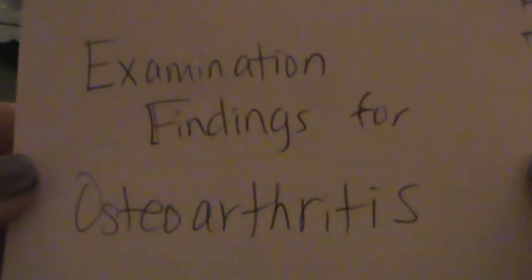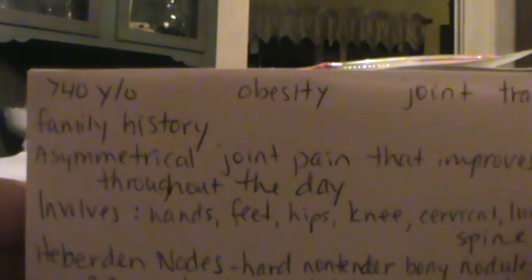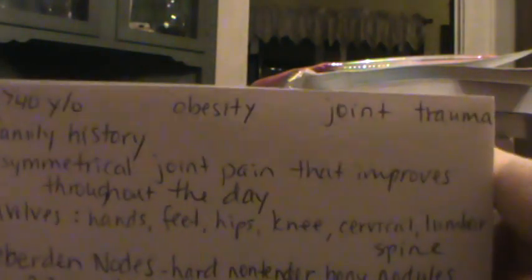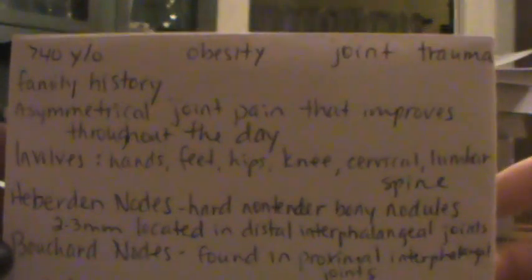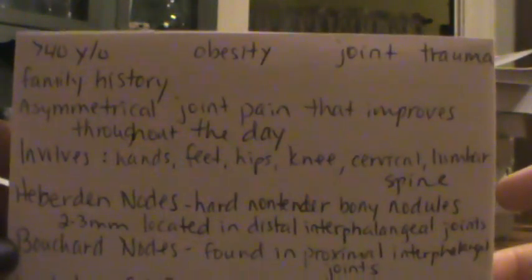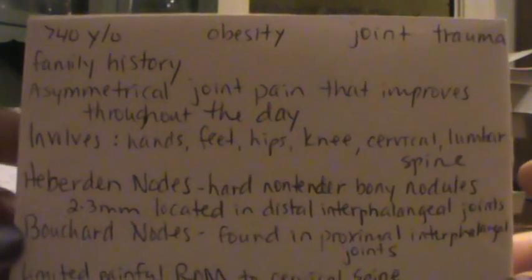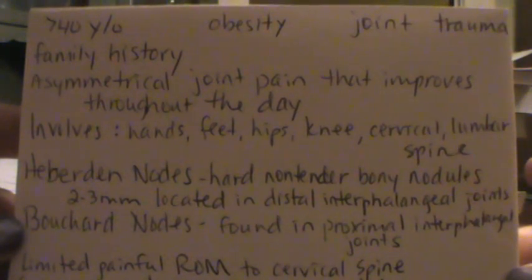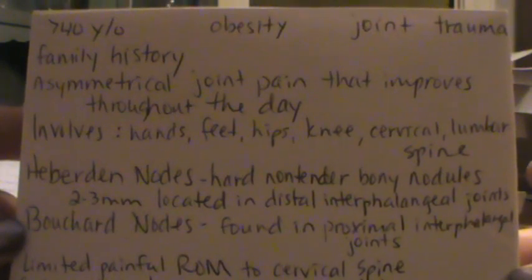Examination findings for osteoarthritis. Usually your patients are greater than 40 years old. They are usually obese, or they've had some joint trauma. They also can have a family history of osteoarthritis. They have asymmetrical joint pain that improves throughout the day. The joints involved are usually the hands, feet, hips, knees, cervical and lumbar spine.